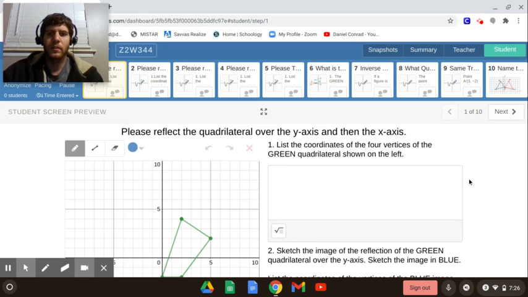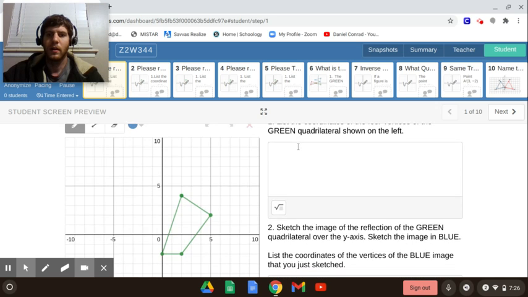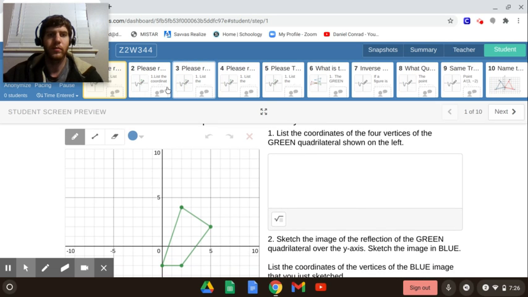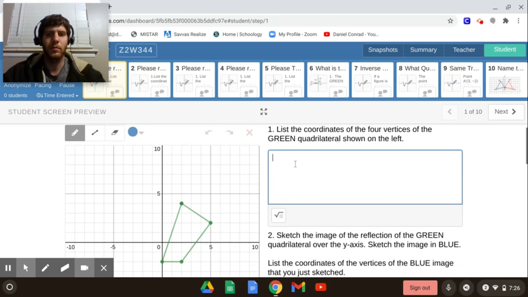Okay, so I decided to go through the Desmos review here. So number one, we want to reflect over the y-axis and then the x-axis. On the first slide here, number one is asking us just to simply label the points.